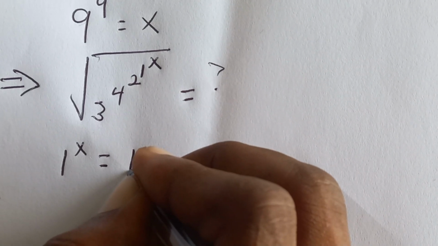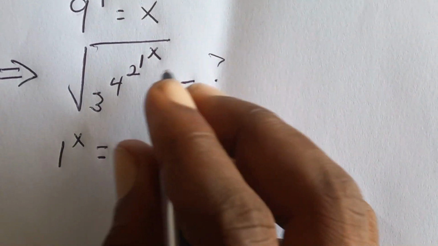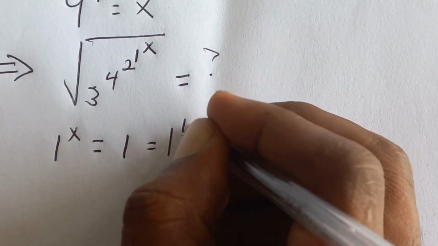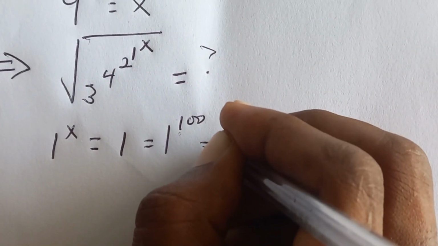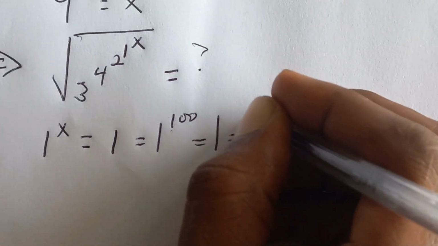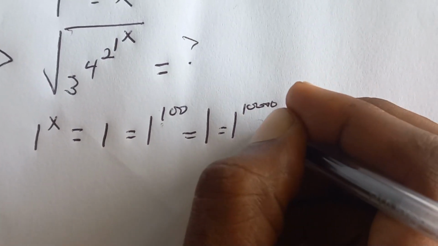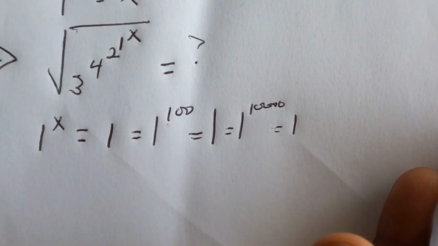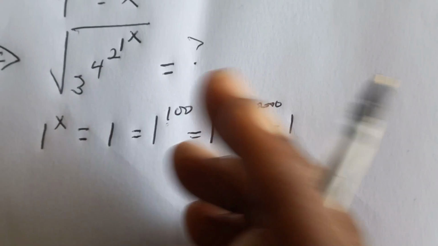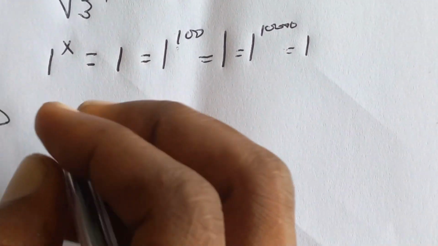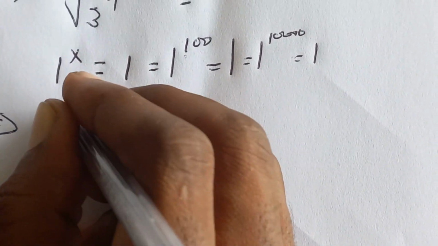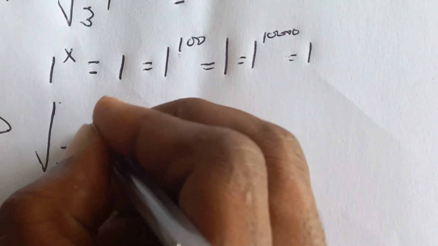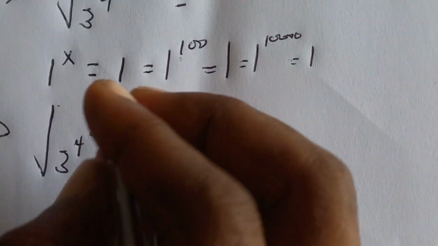1, because 1 exponent 100 is the same as 1, and 1 exponent 100,000 is the same as 1, because 1 to any exponent is 1. Whether billion or whatever, it's still 1. So we are going to get root of 3 exponent 4 exponent 2 exponent 1.